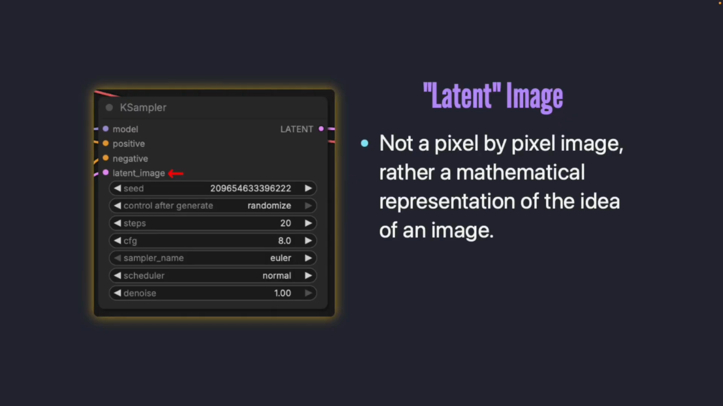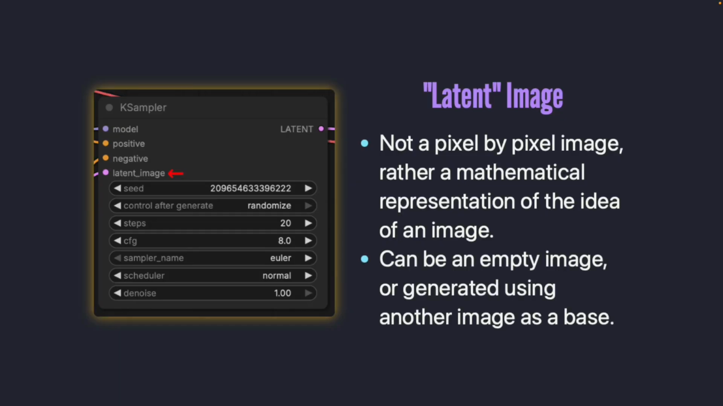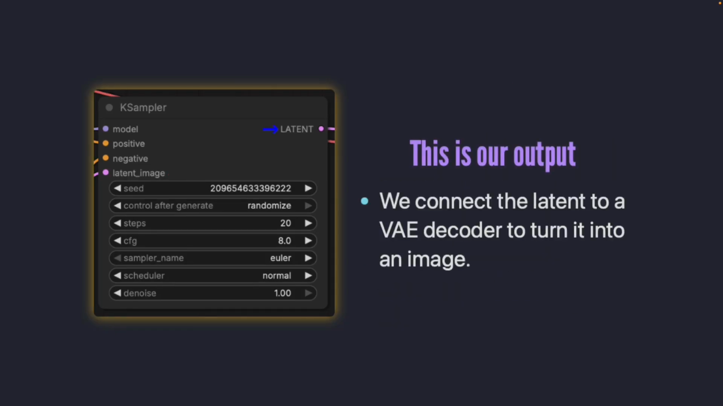And then we have latent image. And this is not actually like a pixel by pixel image in the way we think of it. It's more of like a mathematical representation of the idea of an image that the AI can easily manipulate. And you can either use an empty image here, or you can generate a latent using another image as a base and passing it through a VAE encoder. And then finally our output, and this is going to be the latent that is generated by our KSampler and model that we can plug into a VAE decoder and turn it into our final image.